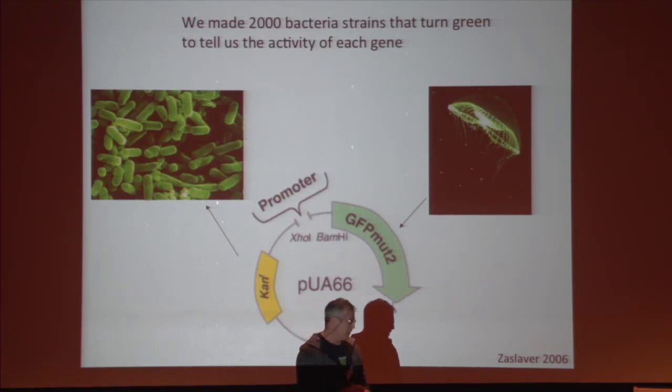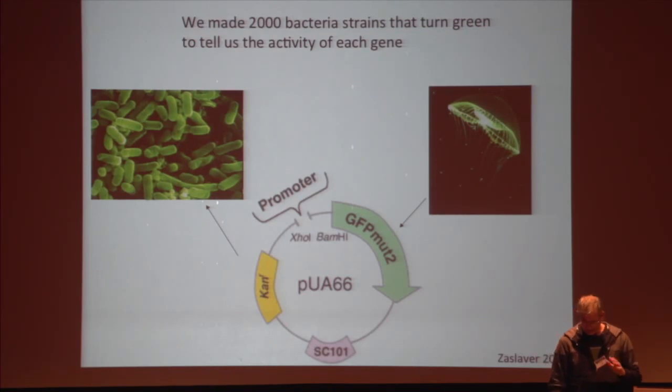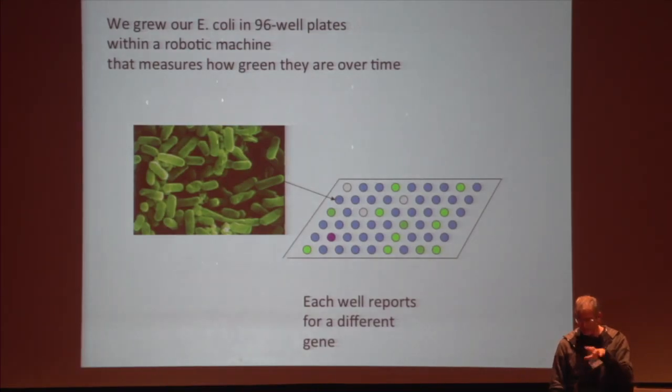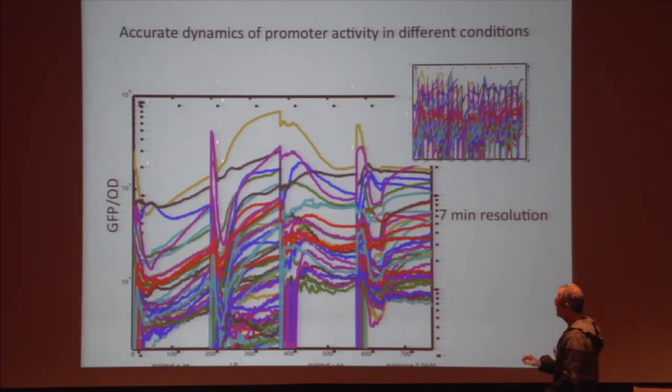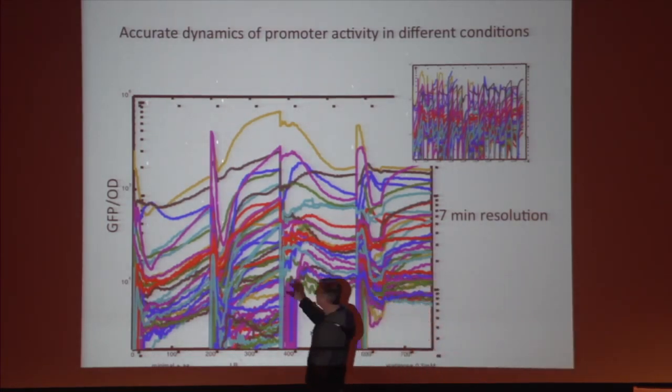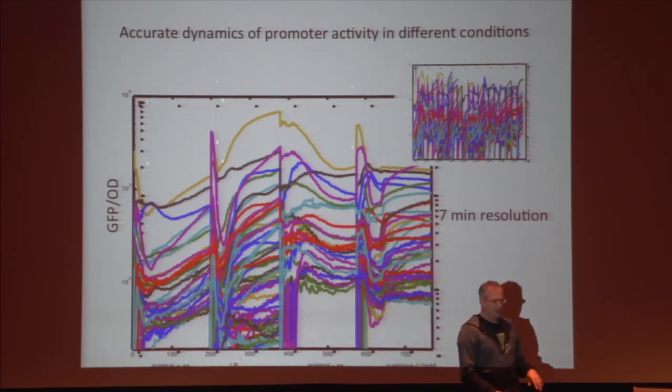This is the amazing plug-and-play feature of biology that I can't stop being amazed by. And we grow the bacteria in 96-well plates in this robotic system where we can measure the fluorescence very accurately as a function of time, and this is 4 different conditions, with reasonable accuracy and reproducibility.